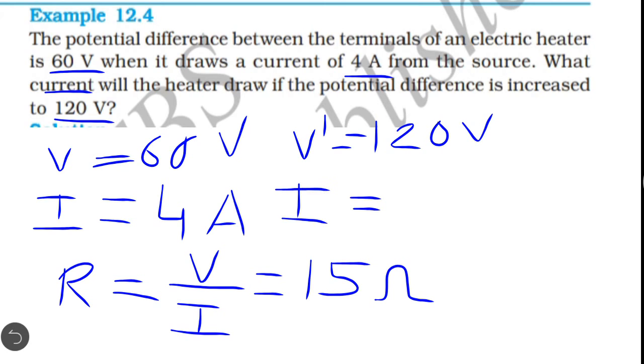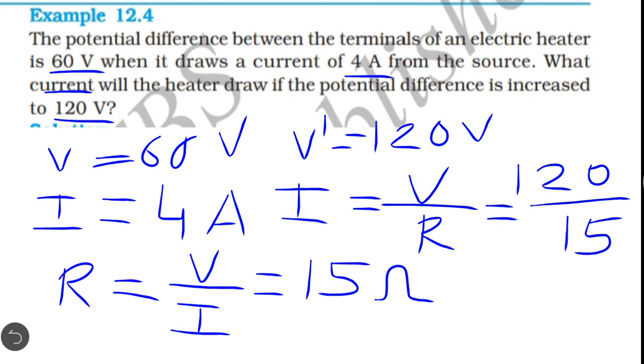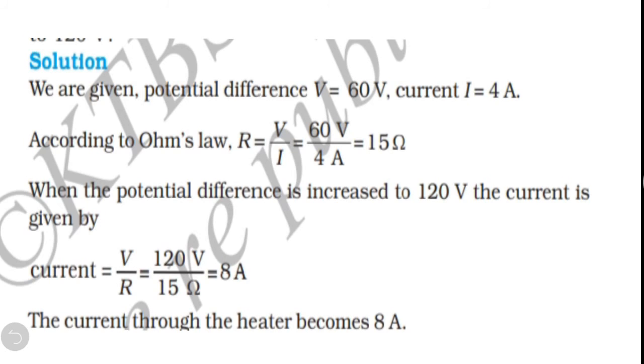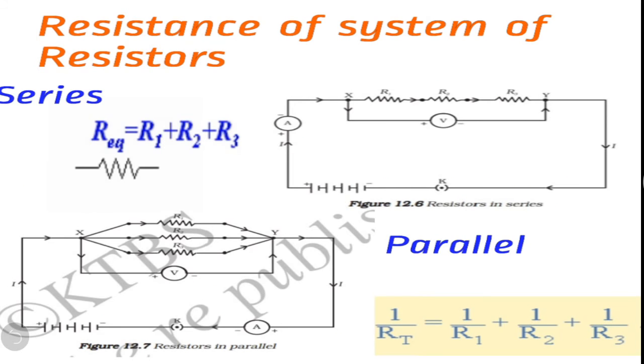I have the formula I is equal to V by R, right? I is equal to V by R. Now substitute 120 by 15. I will get I equal to 8 amperes. 8 amperes, so it is solved here. You can see the solution here, 8 amperes. Okay, 15 ohm. Let's see next.